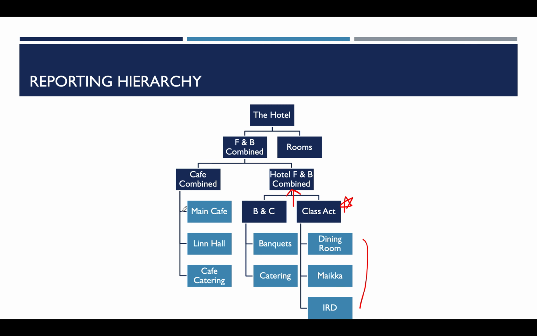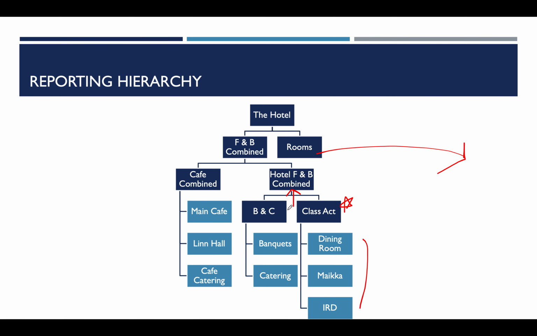And then we have our sister outlets over here, the cafe. So the main cafe, Lynn Hall, cafe catering, these three report up into cafe combined. And then the hotel and the cafe numbers roll up into total food and beverage combined, which then funnels all the way up to the hotel. And then, of course, there's the rooms revenue, and this would branch out over here, but I'm not going to get into that today.